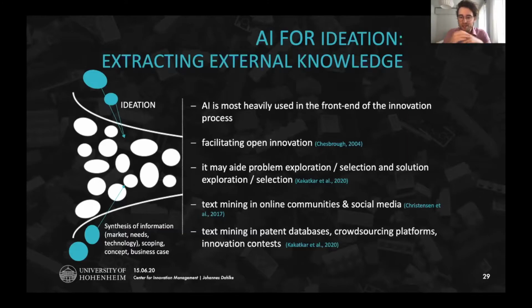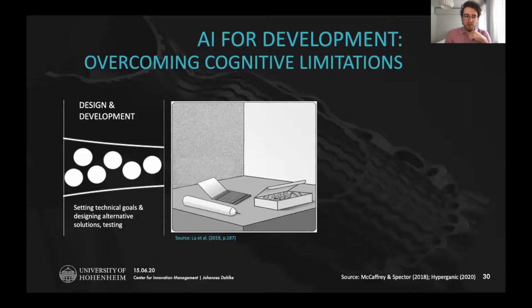So this is an example where AI might transcend the boundaries of the firm and either identify problems of customers that need to be addressed, or also address the issue of how to solve these problems from a technical perspective. And this develops nicely into the second phase, which is the design and development phase. So in this phase, a company sets technical goals, designs first prototypes, designs technically alternative solutions for different products, and tests these solutions.